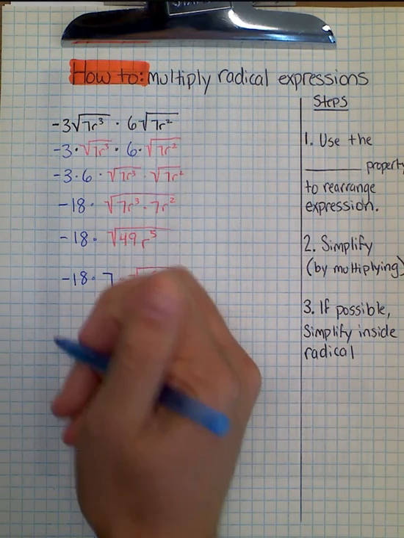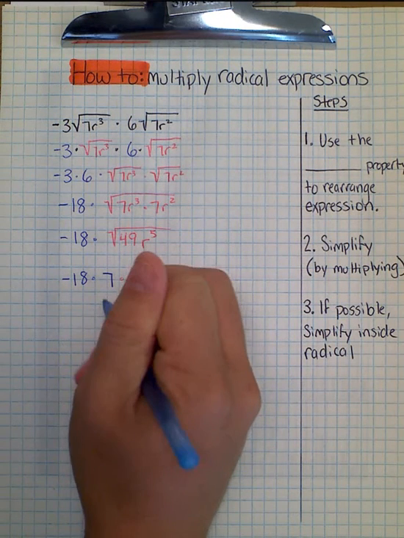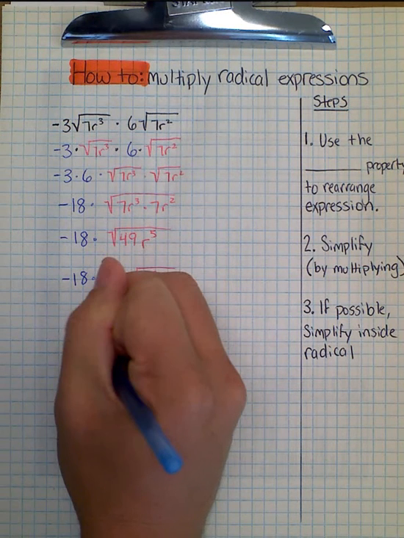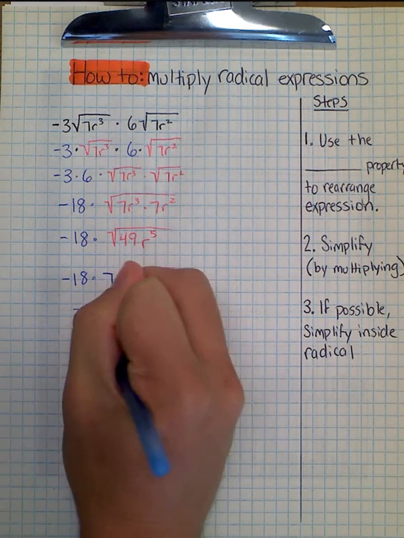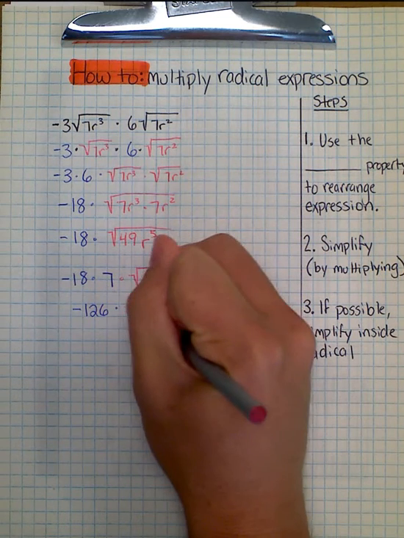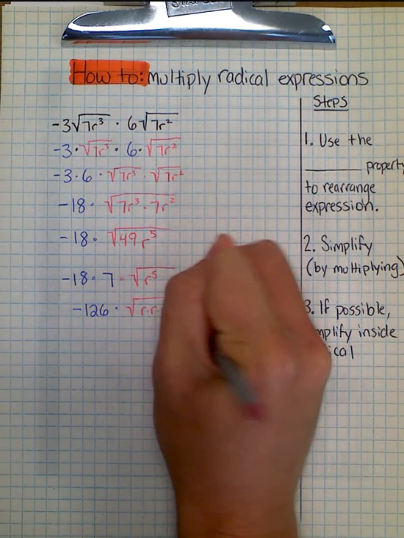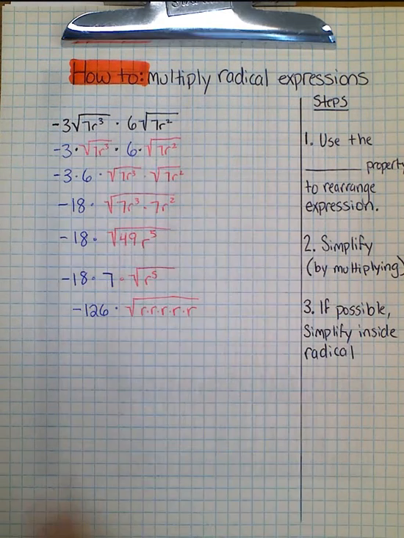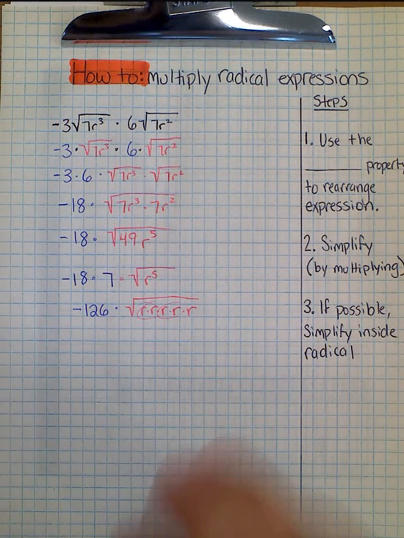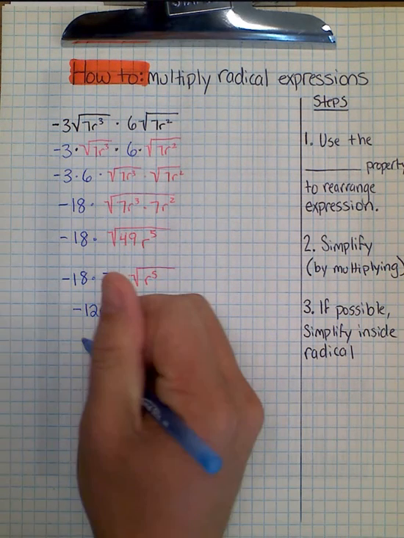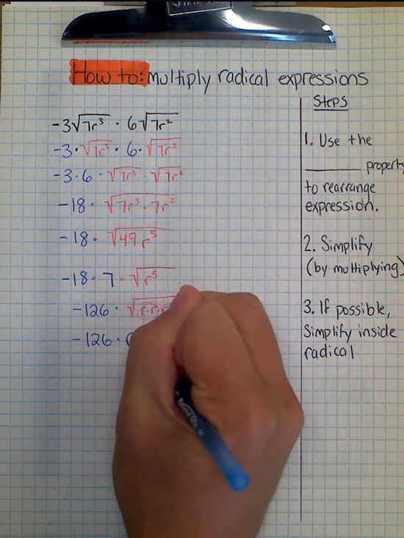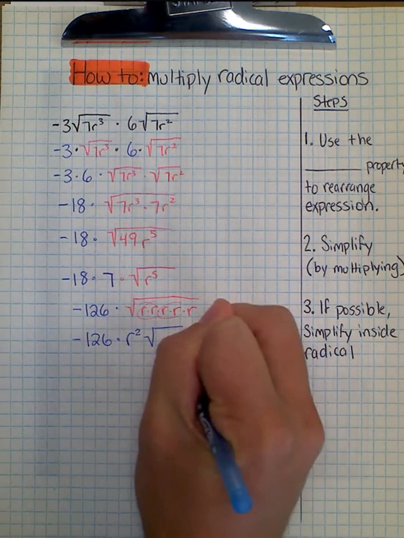And a review from yesterday, negative 18 times 7 is negative 126 times r times r times r times r times r. And I can pull out pairs. So since I have two pairs of r's, my final answer becomes r squared times the square root of r is left.